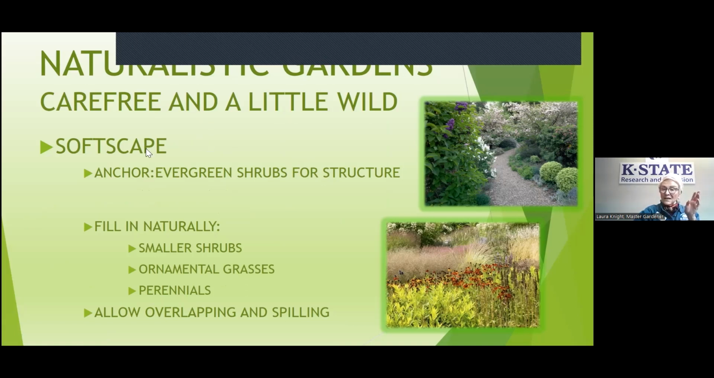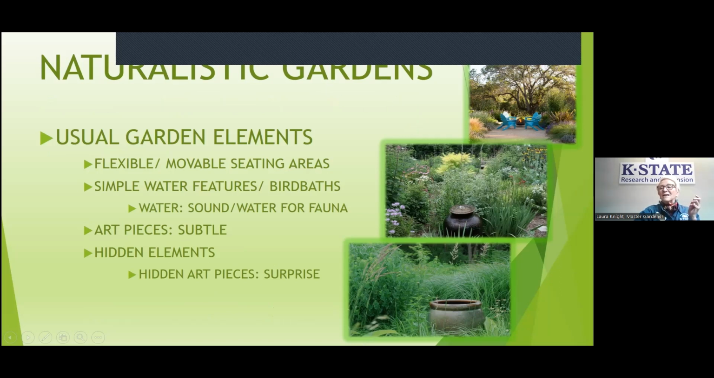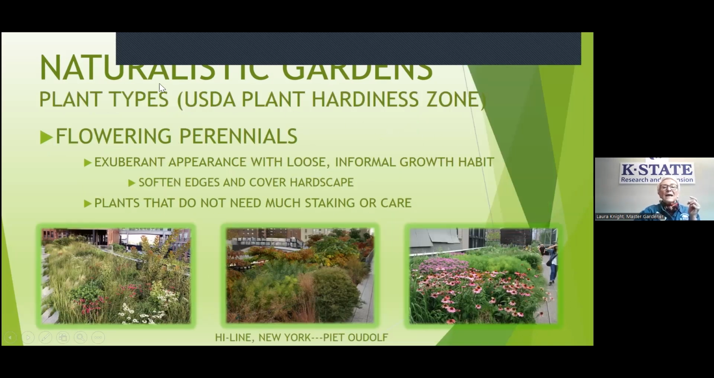When you get your softscape, the shrubs, get evergreen shrubs because you want to keep something going throughout the year. And then think about what you really want. You're going to be living with these things for a while. And always think about a place to sit. Think about water and think about art. And art doesn't have to be expensive. It can be an empty pot. And it's an art. When you buy plants, always remember the USDA plant hardiness zone.